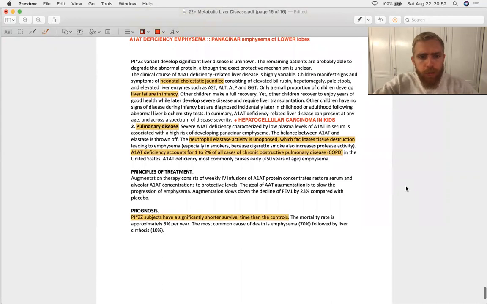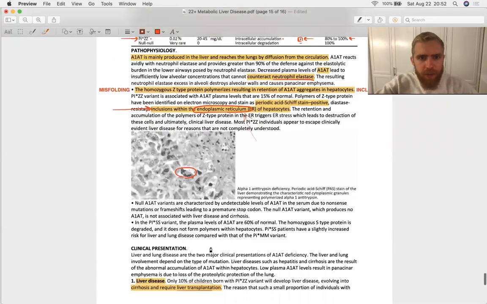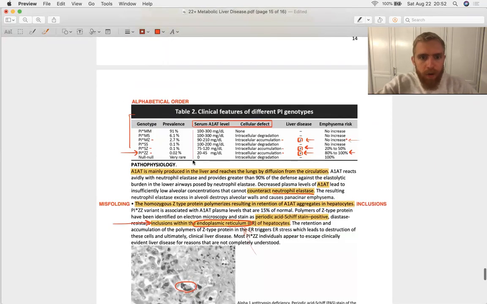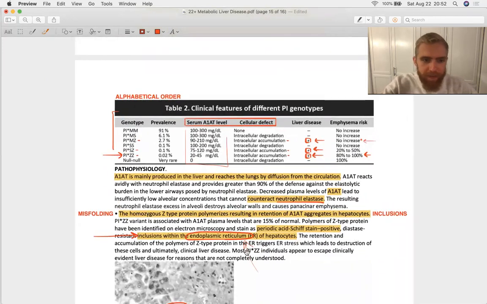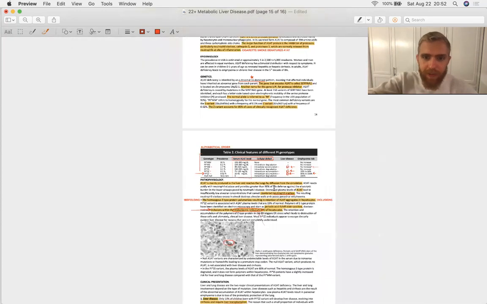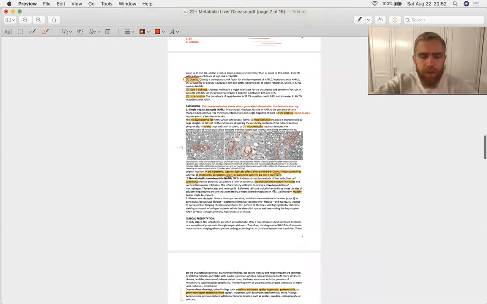So know the inclusion bodies, recognize the genotypes and the A1AT levels in the blood, and finally, accumulations of misfolded A1AT inside the endoplasmic reticulum of hepatocytes. So that's it for this lecture.